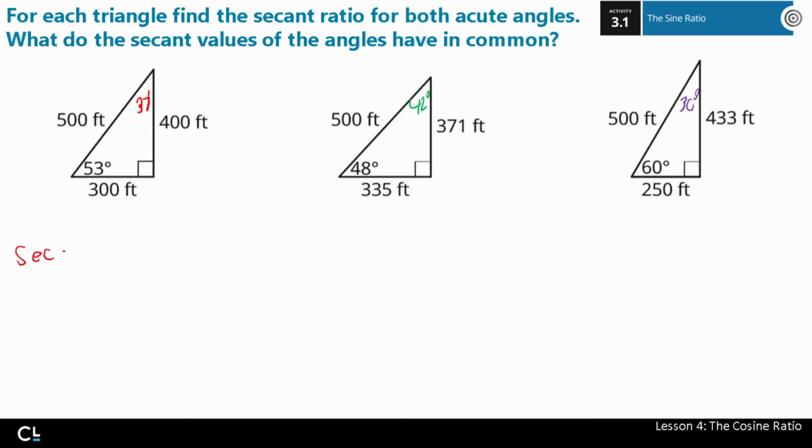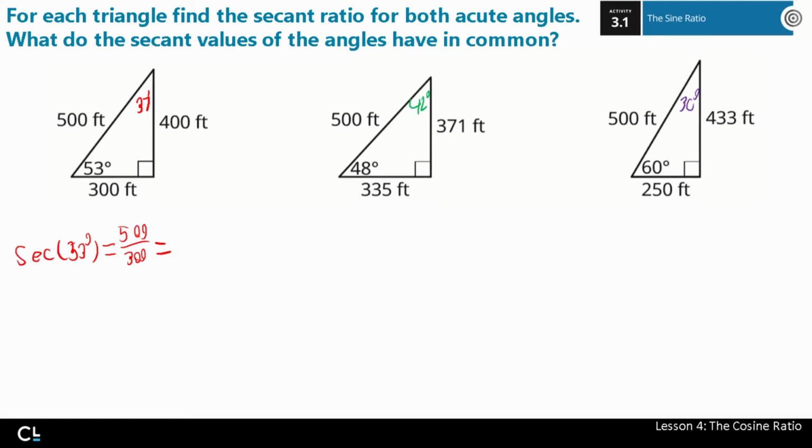So our secant of 53 degrees is equal to our hypotenuse over adjacent, so 500 over 300. I'm not even going to simplify it. I'm just going to do the decimal. Now, all you have to do is 500 divided by 300 in your calculator.